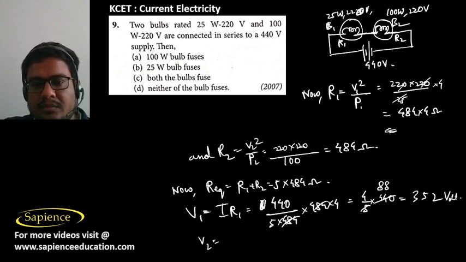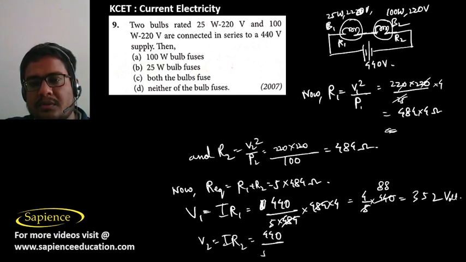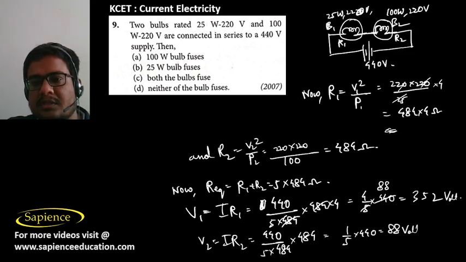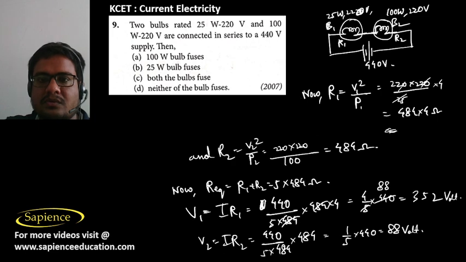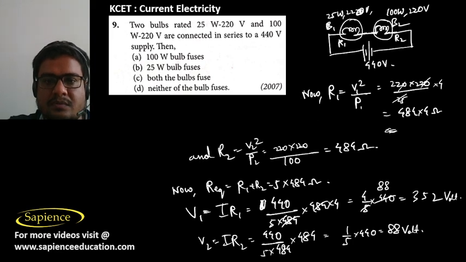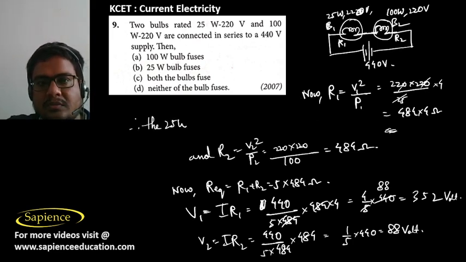So this is more than the rated voltage. And V2 will be I into R2, that is 440 by 5 into 484, that is equal to 1 by 5 into 440, that is 88 volt. So it means that the second bulb will not fuse, only the first bulb will fuse. It means that the 25-watt bulb fuses.